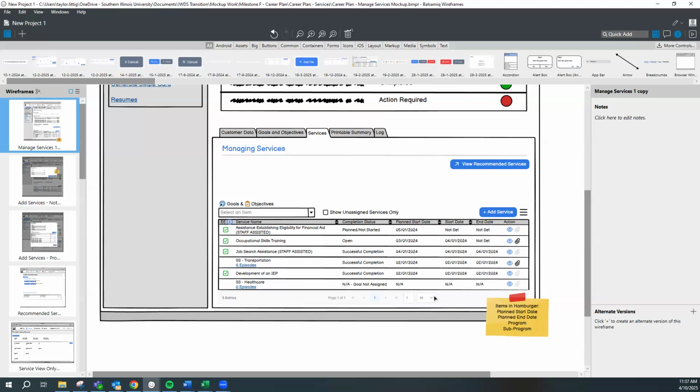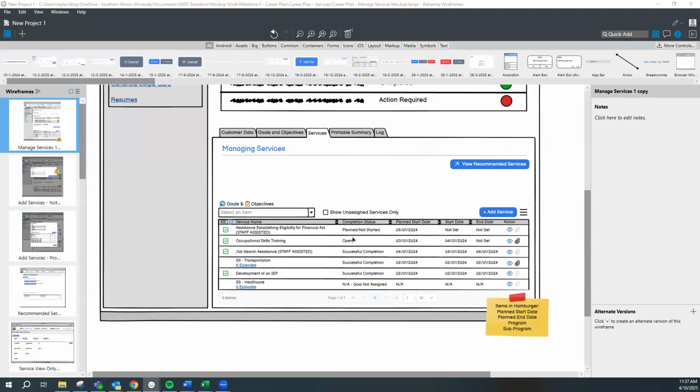Yeah, and like I said, you'd definitely be able to do that. I don't know if you'd ever have a situation where you'd have more than 50 services. No, I don't think so. Especially with the service episodes now, you're not going to have 6 lines of transportation in here. You're just going to be able to see real nice right here, like, hey, I have 6 episodes for transportation. So that saves up some space.